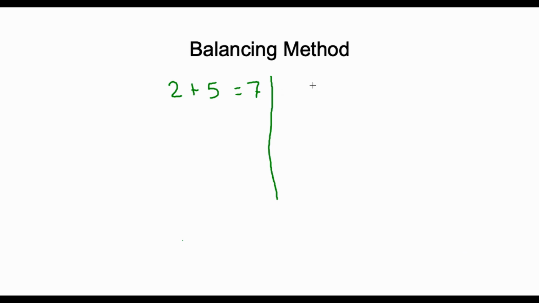Now, in this case, let's say we remove one of the numbers. Let's say we removed the 2. Let's say we did not know the 2. So I'm going to use x instead. So x plus 5 equal to 7. Now, of course, this is a very simple equation. You could easily guess what that x is.